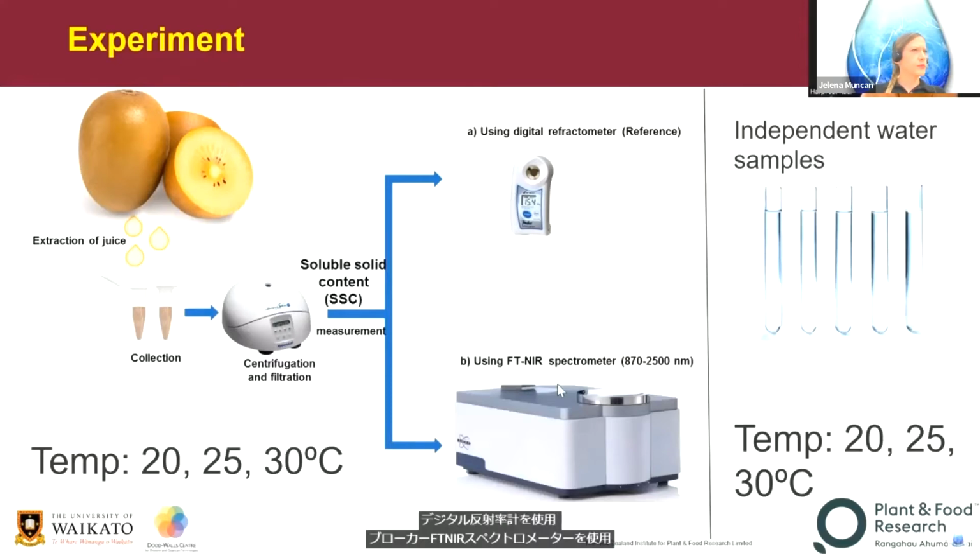Using a Bruker FT-NIR spectrometer, the juice was measured at 3 different temperatures, 20, 25, and 30 degrees Celsius, using 2 different cuvettes. The first cuvette was a 1 millimeter path length cell that gave accurate absorbance around the 1300 to 1600 nanometer region, and a 10 millimeter path length cell, longer, was used in the short wavelength NIR region, that is the 870 to 1100 nanometer region.